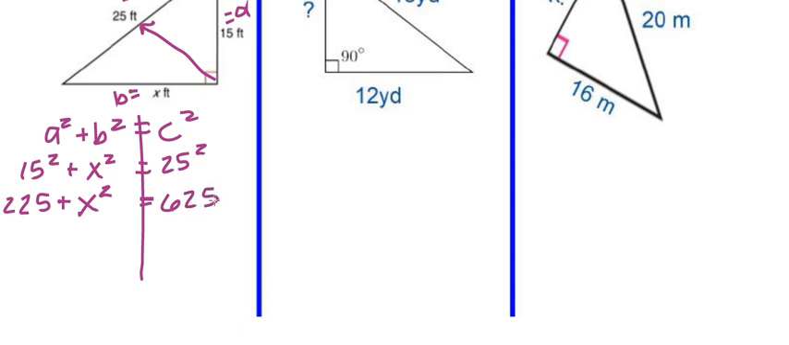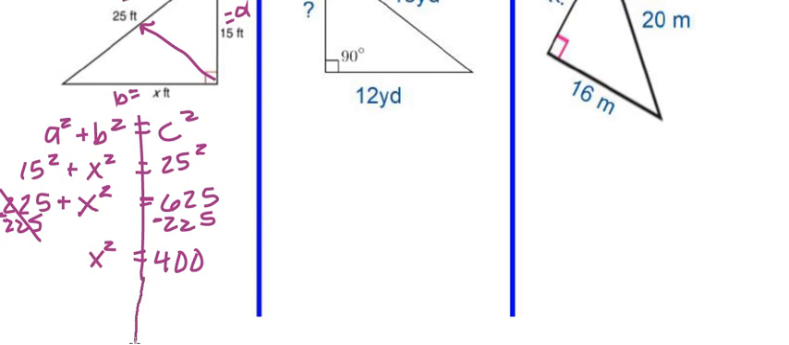So what I need to do now is I need to get x by itself. So I need to subtract 225 from this side, and I need to subtract 225 from this side. So that side's going to go away, and I'll be left with x squared is equal to, well, 625 minus 225 is going to give you 400. So we know that x squared is equal to 400. Well, this can't be 400 because the longest side is 25. We already know that. Well, this is x squared.